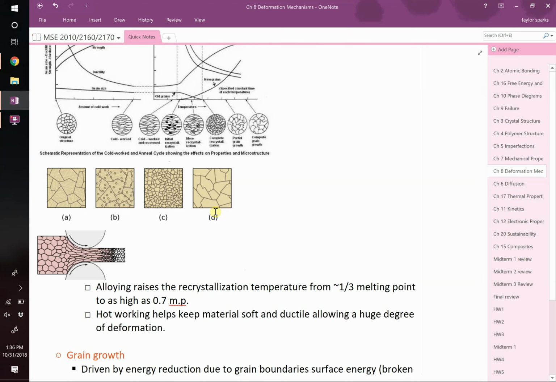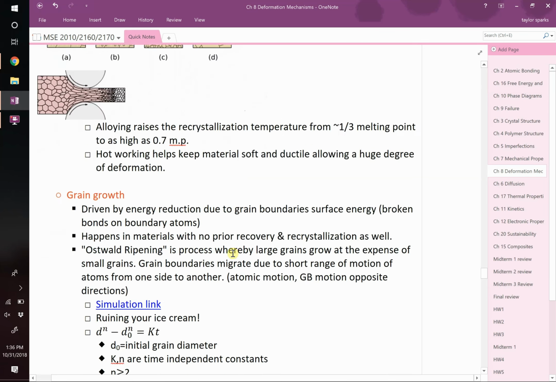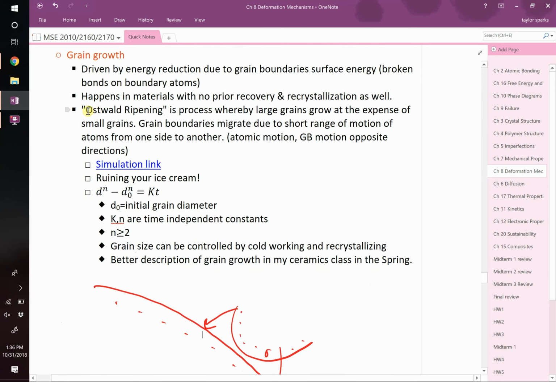So the water will separate from the cream and the sugar, and so you get these really big, exaggerated ice crystals growing in it. Anybody had ice cream with big ice crystals in it? It's the worst. That's grain growth, right? We have a name for it. We call this grain growth process Ostwald ripening. Ostwald ripening is just the big grain swallowing up the little ones.